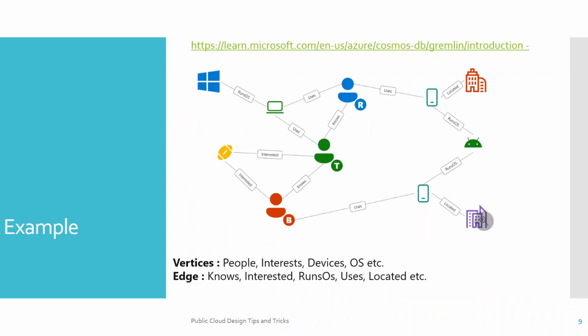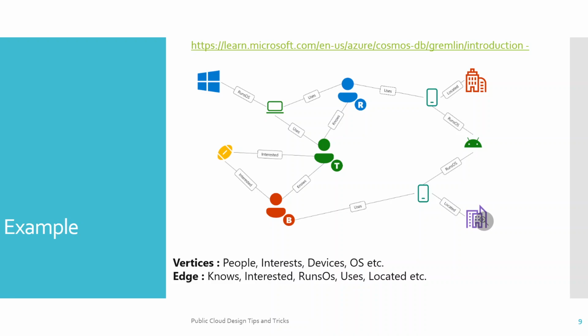Now, I have captured an example from the Microsoft site. I have followed this particular link where you can see different vertices are mentioned here. The vertices include people, interest, devices, operating system, etc. There is a Windows operating system that is a vertex. Basically, a specific device, you can see in the top left corner, there is a device that runs on the Windows operating system. So that is a kind of relationship where a device is a vertex, an operating system is a vertex, and then there is a relationship, runs OS. So this is the edge basically. You can also see who uses a device, and what operating system a device uses.